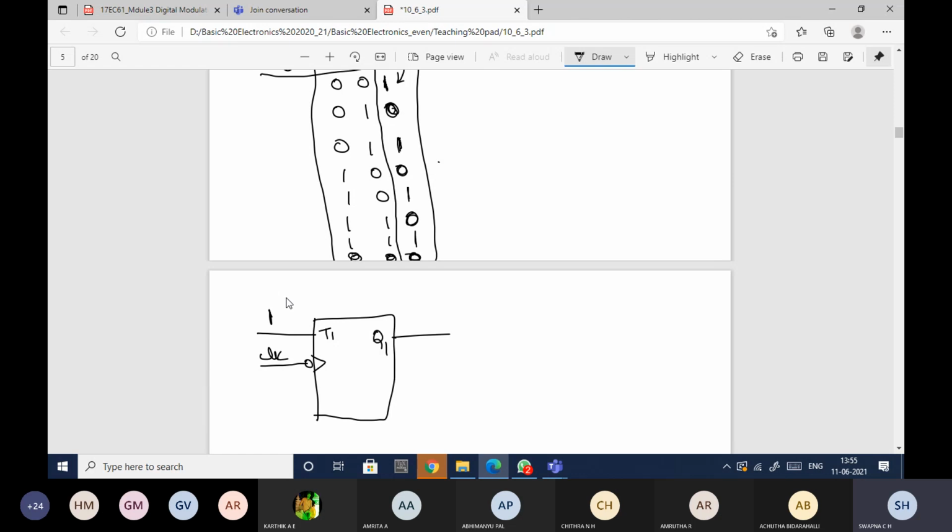Toggle in the sense, if the present state is 0, the next state when I give the clock pulse will become 1. When again I give the clock pulse, it will become 0. When again I give the clock pulse, it will become 1. Again, it will become 0. This toggling will happen. This is my first flip-flop.